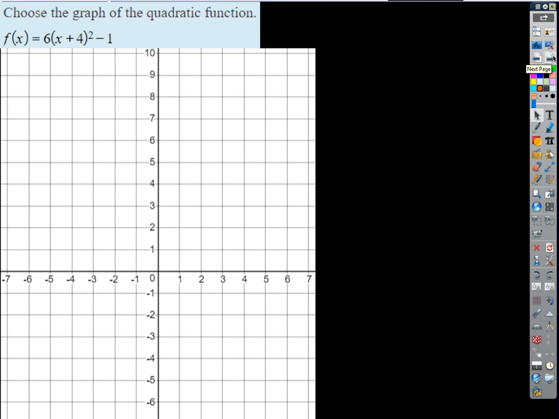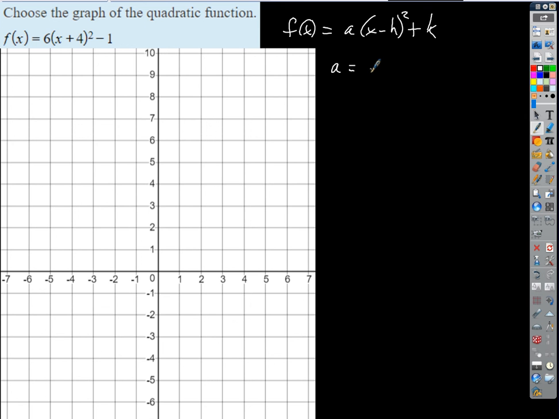Choosing graph. So let's quickly review how we do this stuff. So this is in what form? This is unit 3, right? We hammered this stuff hard in unit 3. So this should be a really easy question for everybody, right? What form is that in? Vertex form, right? So that's the form f of x equals a times x minus h squared plus k, right? So what are the values of a, h, and k?